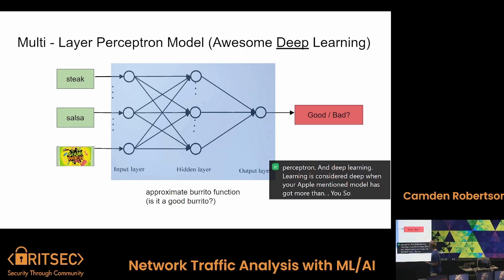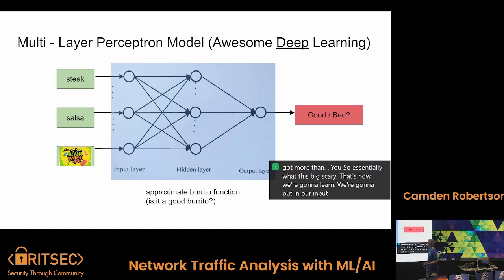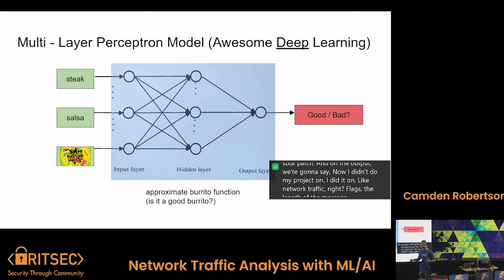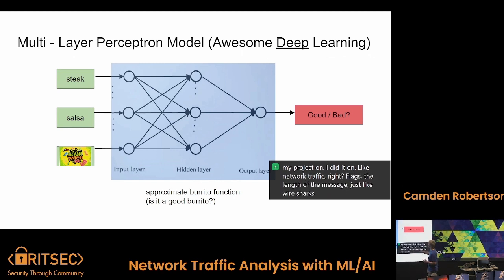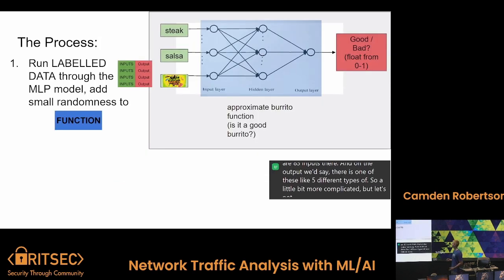So, essentially, what this big, scary graph in the middle is, that's our function. That's how we're going to learn. We're going to put in our inputs, think things like steak, salsa, Sour Patch Kids. And on the output, we're going to say, is this burrito good or bad? Now, I didn't do my project on burritos. I did it on network traffic, right? We'd have things going in like flags, the length of the message, just like a Wireshark capture. And so there were 83 inputs there. And on the output, we'd say, is this benign? Or is it one of these 5 different types of attacks? So a little bit more complicated, but let's run through the process if we're talking about a burrito thing, right?